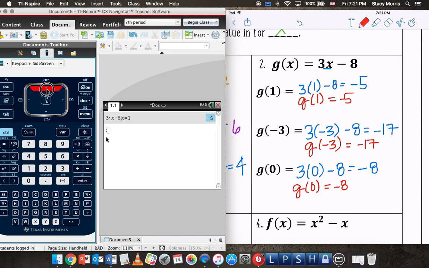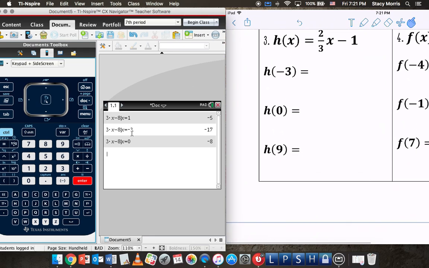I can scroll up and just highlight that and push enter, and it brings that all down again. And this time I'm going to change my x from a 1 to a -3, because the second time I did it when x was -3, -17. Scroll up and highlight. Again, I'm going to change that -3 to a 0. So delete, 0. There we go. So there are the 3 different answers using that second method I was showing you.